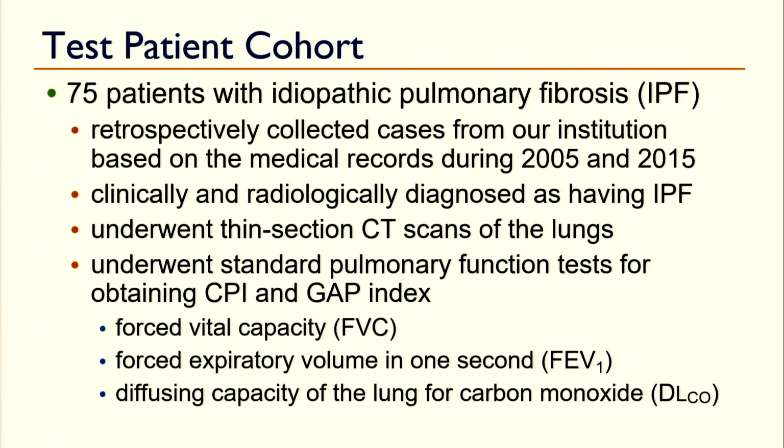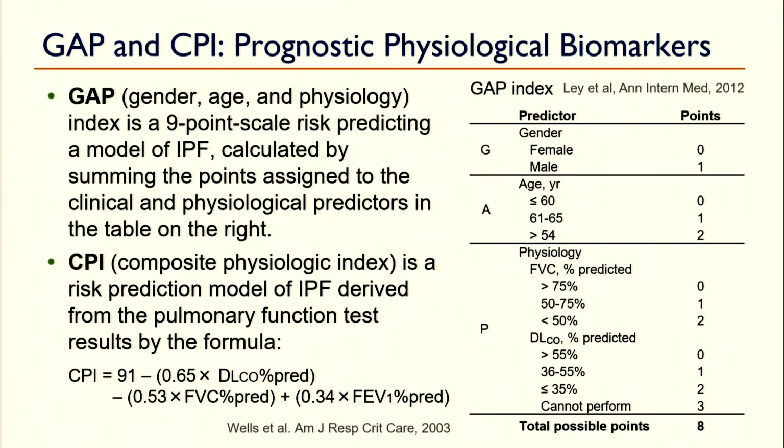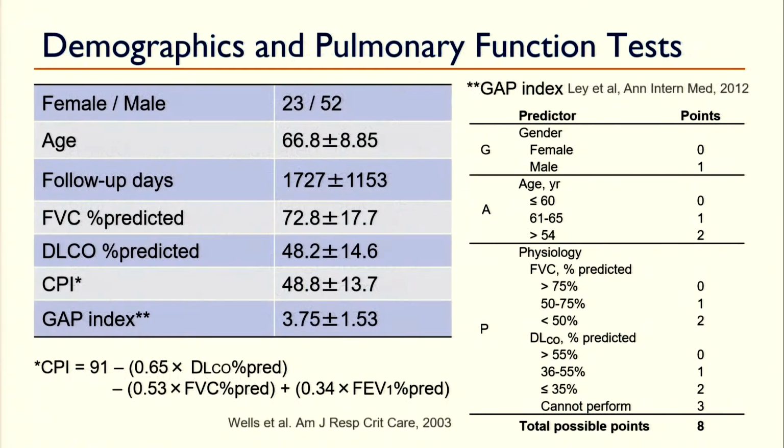All these patients underwent thin-section CT scans of the lungs, as well as standard pulmonary function tests, as shown at the bottom, to obtain the physiological CPI and gap index values. The gap index and CPI are prognostic biomarkers that predict the mortality of patients with IPF. They can be calculated from pulmonary function test results, in the manner shown on this slide. This slide shows the basic statistics of the demographics, pulmonary function test results, and the distributions of the CPI and gap index values of the test patient cohort.